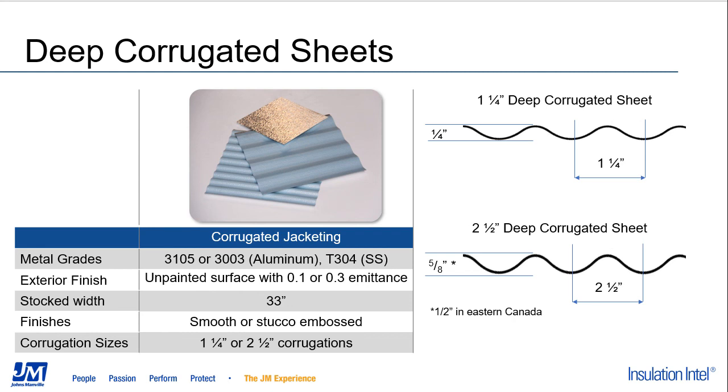The metal finish can be smooth or stucco embossed. There are 2 different corrugation patterns available as shown here, what we call a 1 1/4 by 1/4 inch and 2 1/2 by 5/8 inch. Deep corrugated sheet is used on vertical vessels larger than 8 feet in diameter and other large tanks and equipment. It should never be used on horizontal vessels, as the troughs of the jacketing will collect water on a horizontal vessel, which can lead to corrosion and flow of the water through the jacketing joints into the insulation system.